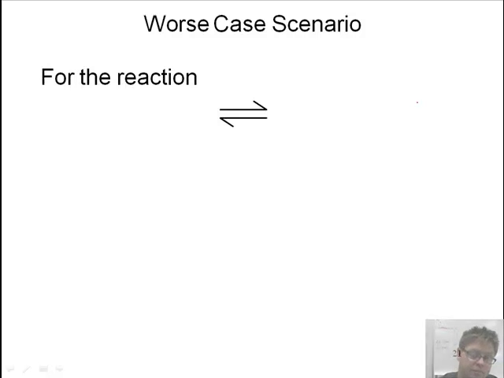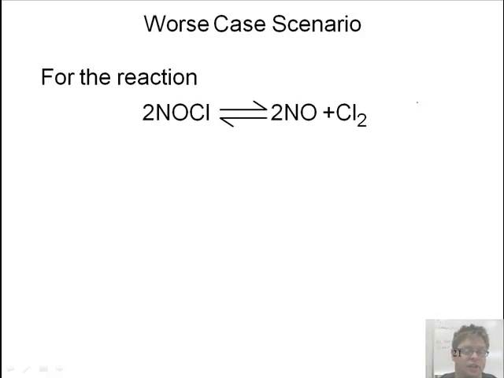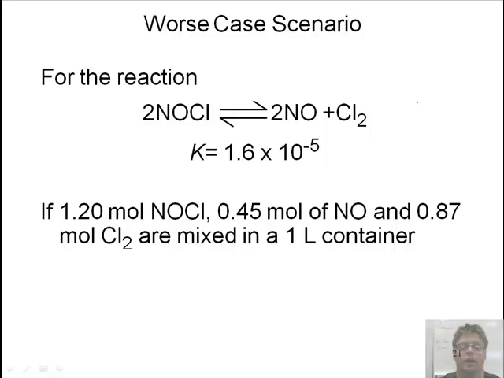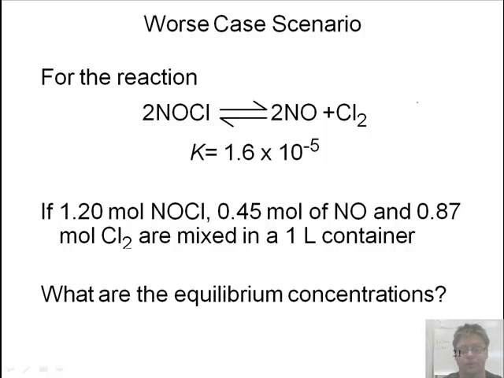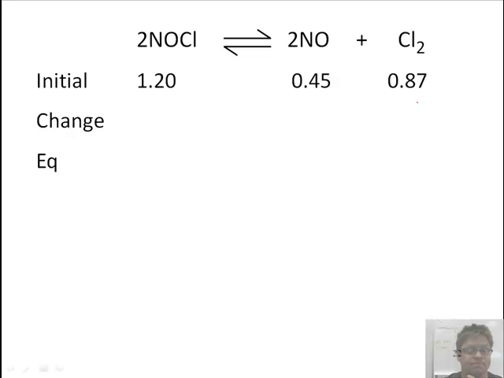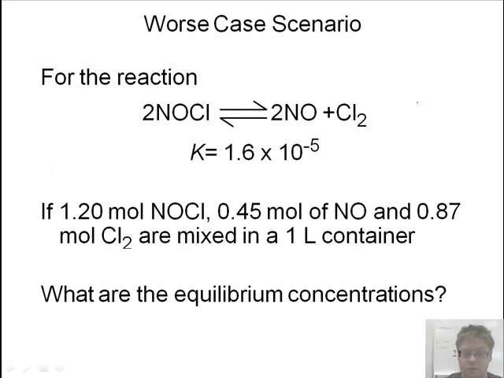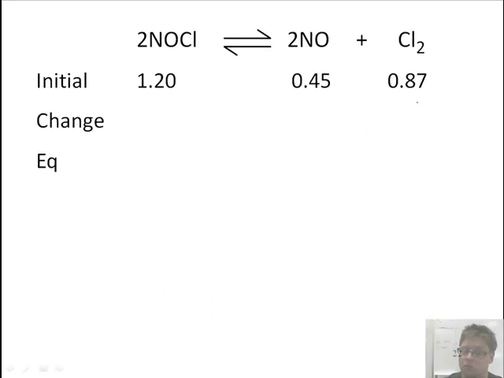Worst case scenario here. We got a reaction: 2NOCl goes to 2NO plus Cl2. K is a small number, less than 1, 1.6 times 10 to the negative fifth. We got 1.2 moles of NOCl, 0.45 moles of NO, and 0.87 moles of Cl2 mixed in a 1 liter container. So first thing we need to do is find the equilibrium concentrations. That's right. Can't use moles in the K value. So, initial. 1.2, does that work? It works for moles, but not concentrations.